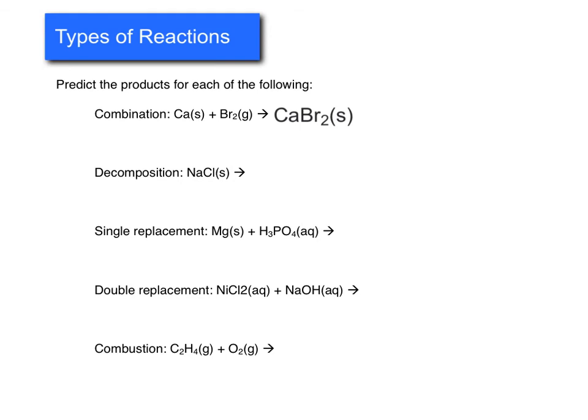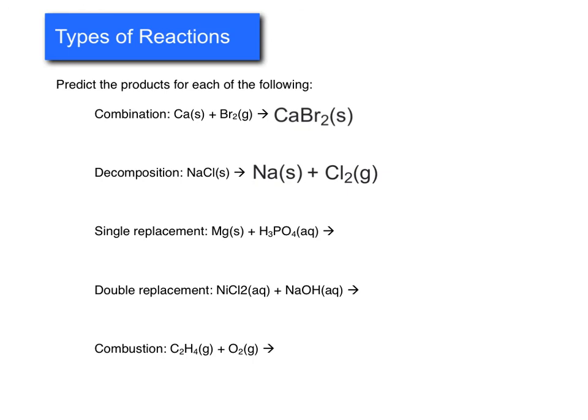Our next reaction is a decomposition. So we know we're going to just write out the elements of the things that are left after we break it apart. So we just have sodium and chlorine. Sodium is a metal, so it's going to be Na solid. And then chlorine is one of those that's diatomic, meaning it always comes in pairs when it's in its elemental form. So it's going to be Cl2 gas, chlorine gas.